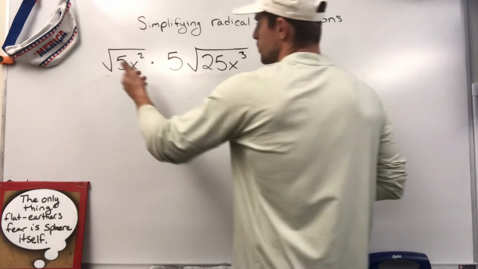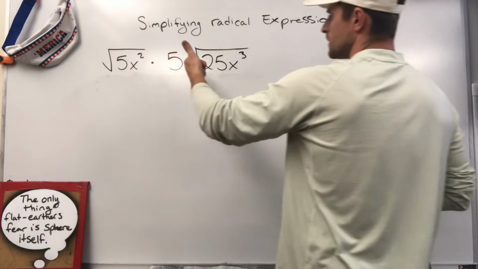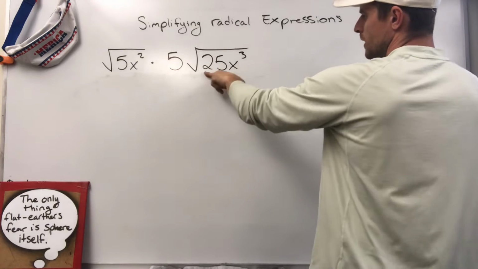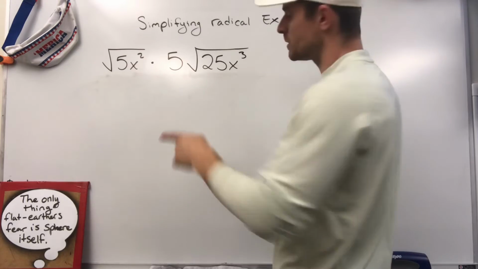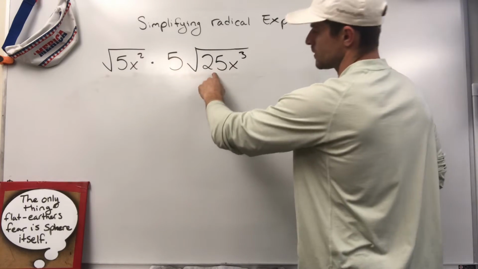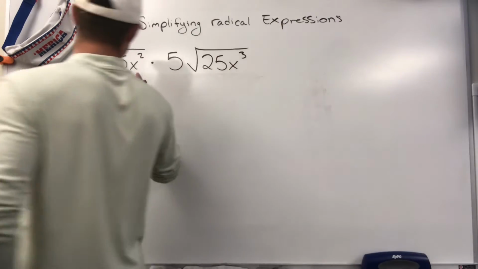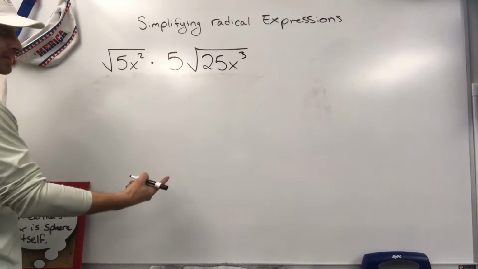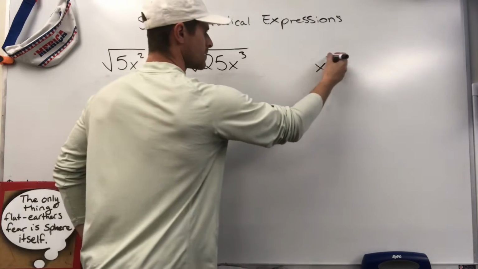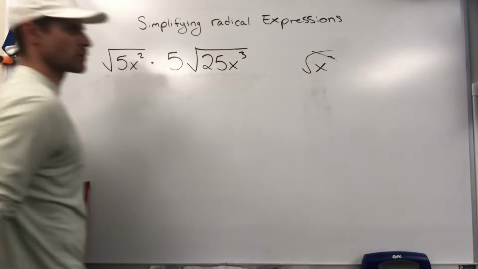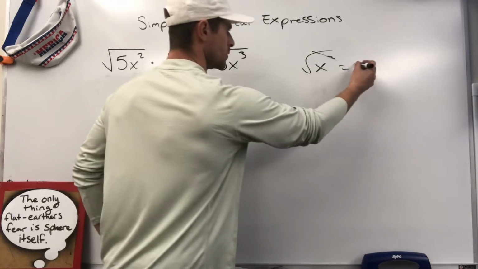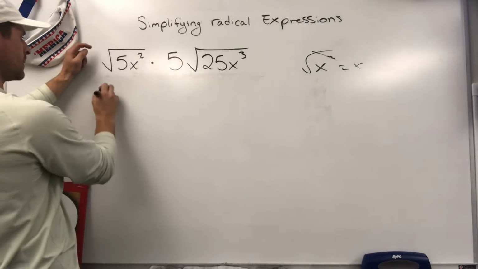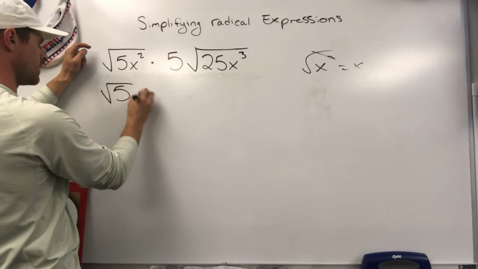Okay, so square root of 5x squared times 5 times the square root of 25x cubed. Square root of 25, boom, right away, if you're at this level of math, you should be looking at that and saying that breaks down to a 5. Over here, x squared, if you square root x squared, you're just going to be left with x, right? These are inverse operations. They cancel each other out, leaving you with just x. So because of that, I'm square rooting x squared here. I'm going to be left with the square root of 5 times x.